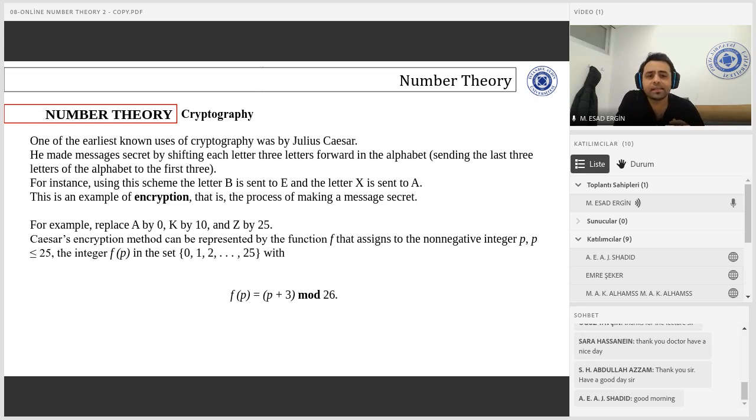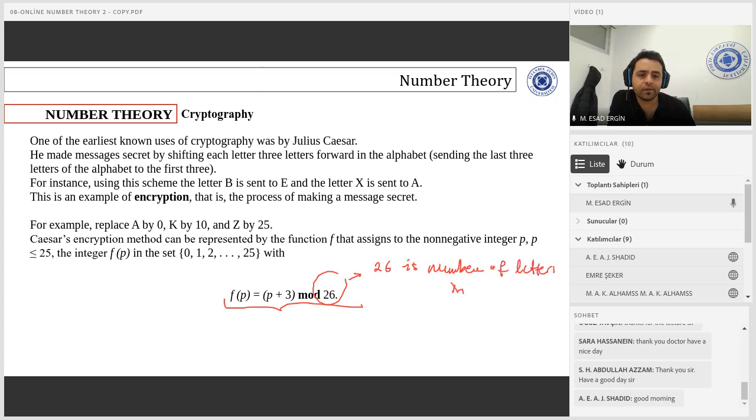For example, sending the last 3 letters of the alphabet to the first 3, which is seen here. The mod 26 is the number of letters in the alphabet. So he uses just shifting the letters, the number of the letters actually.